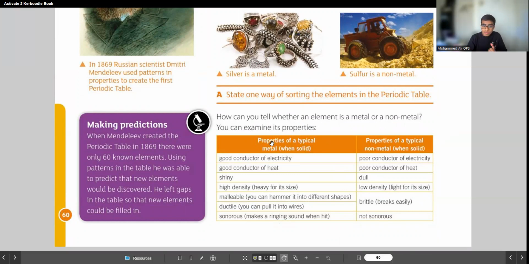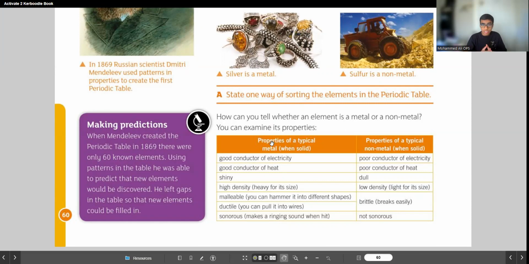So for a typical metal, you can write down that it's a good conductor of electricity, or a good conductor of heat, or it's shiny and it has a high density. Or you can also write down that it's malleable, so you can hammer it into different shapes, and that it's ductile, so you can pull it into wires, and it's sonorous, so it makes a ringing noise when it is hit.